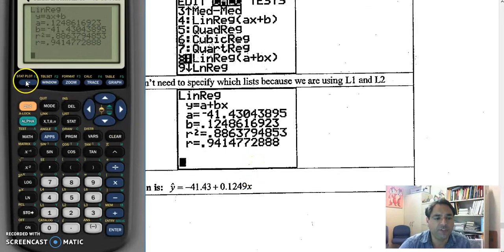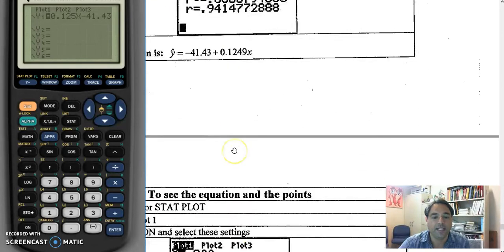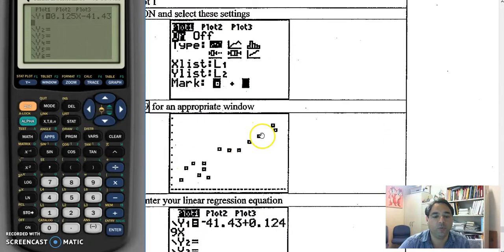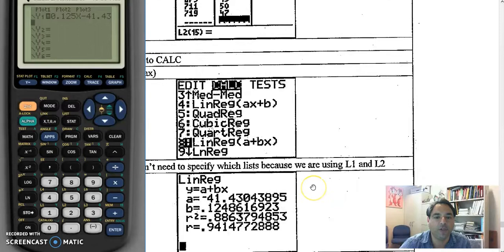Well, first of all, if I want to graph that line, I go to y equals, I put 0.125 x subtraction 41.43. Now, I can hit graph, and I may or may not see that line because it has to go back to the data. And that's why it's important that we understand what the data is and the line that goes through it. So we have to make sure we have an appropriate window. So one way is to hit zoom 9. That does work, but I highly encourage that you look at the data and make your own window.